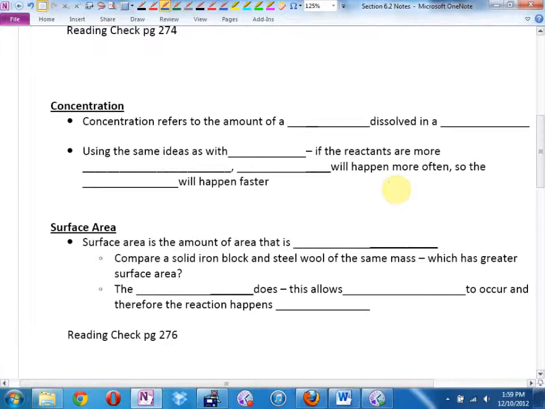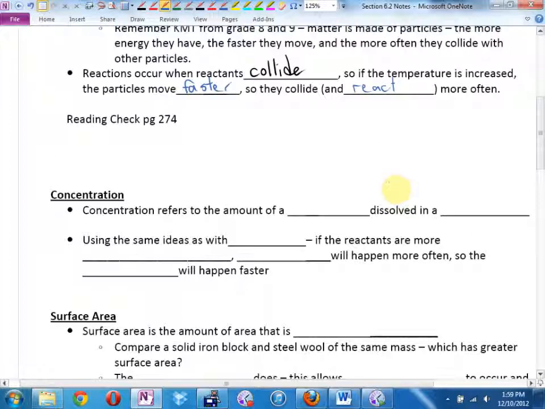Concentration. Making sense? So you know enough. You've done enough science now. You could almost anticipate kind of where we're going. Yeah. So concentration, that refers to the amount of a solid dissolved in a liquid.